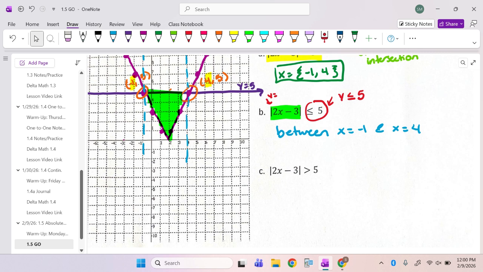So, if it's between these two, that means I would have negative 1 on one side, 4 on the other. What would I put between them? Less than or equal signs. So we're saying that it can't be bigger than negative 1. Sorry, it can't be smaller than negative 1. And the x value can't be bigger than 4. It has to be between the two.